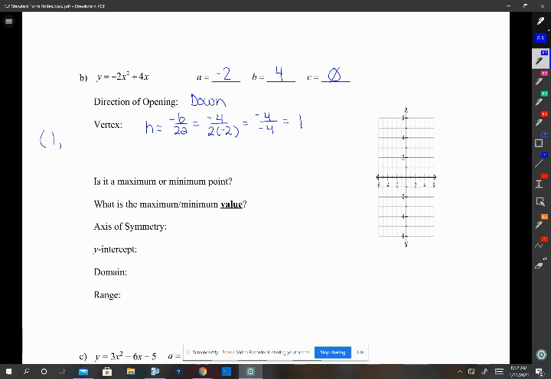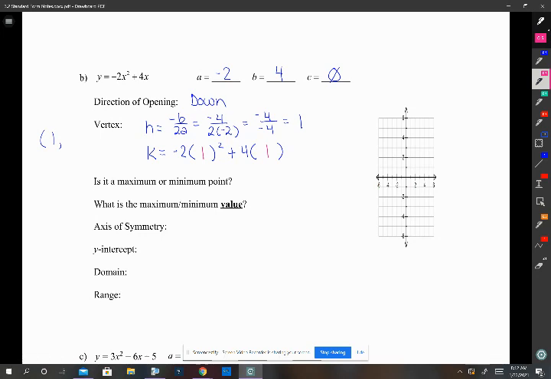Sorry about that. And then we are going to put that into our equation to find our k. So k is equal to -2, and everywhere there's an x, I'm going to put in my value of h. In this case, h is 1. So when we put that in, we can either use our calculator or just do the math. It's up to you guys.